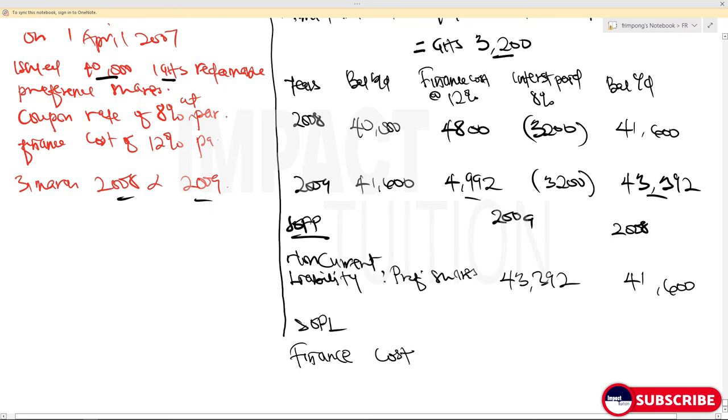In the statement of profit or loss, we have our finance costs. 2009 finance cost 4,992, and then 2008 finance cost 4,800. So this is how the preference shares will be shown in the statement of financial position and the statement of profit or loss for the respective 2 years.